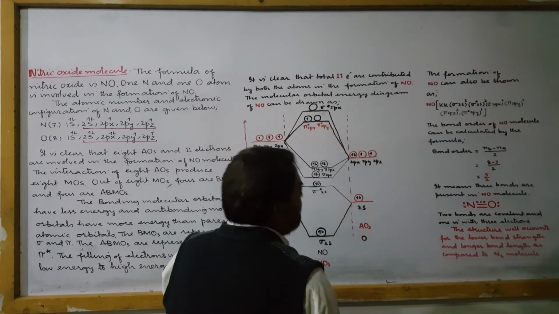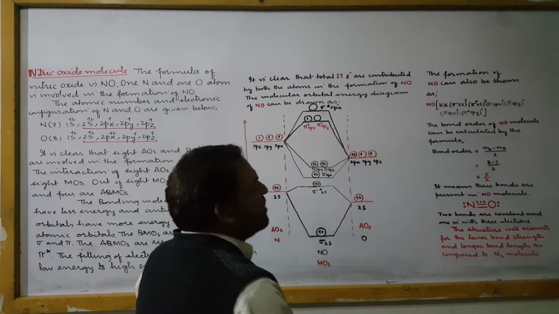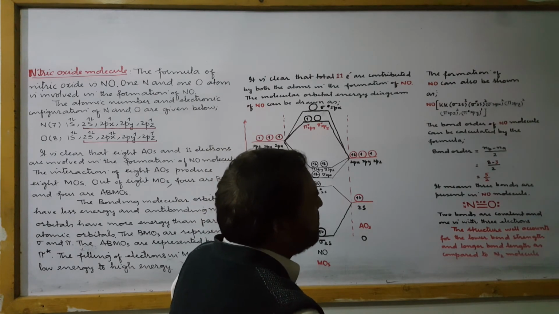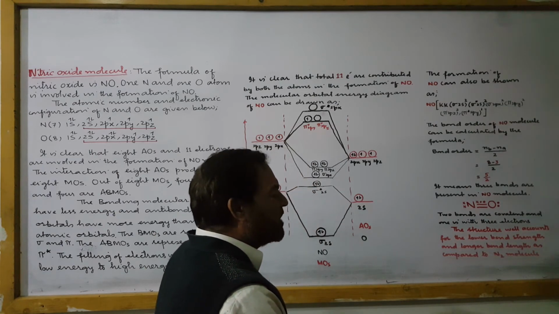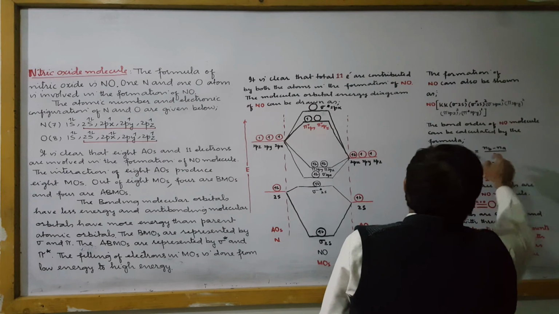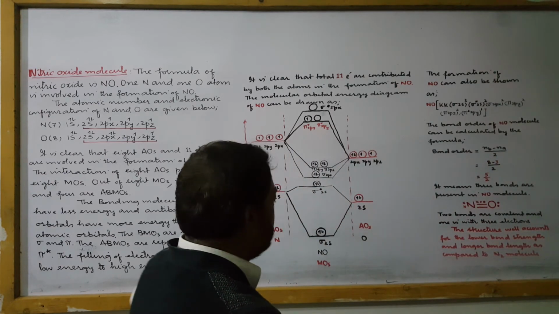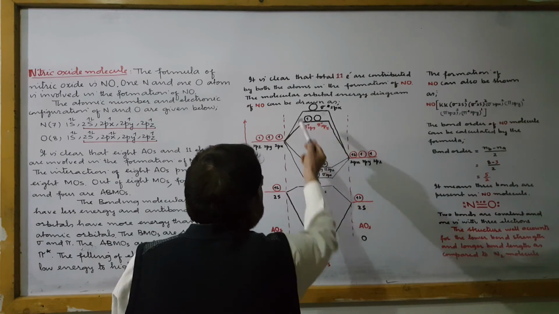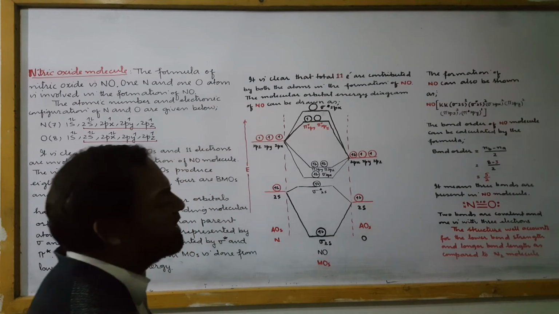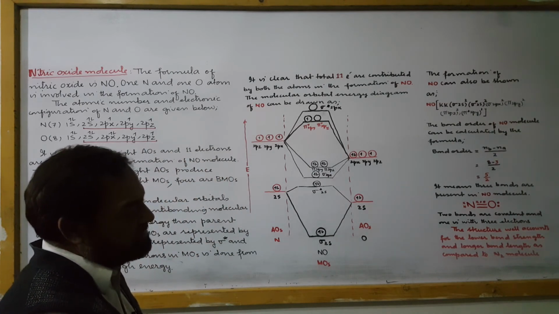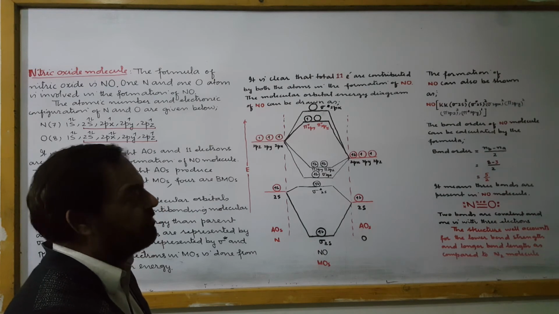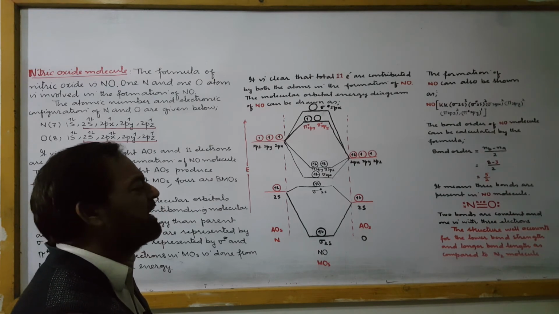The bond order of the NO molecule can be calculated by the same formula which was used in the case of carbon monoxide: bond order equals the number of electrons in bonding molecular orbitals minus the number of electrons in anti-bonding molecular orbitals, divided by 2. So 8 in bonding, and 3 in anti-bonding: 8 minus 3 divided by 2, that is 5 by 2. It means how many bonds are there? 2.5.